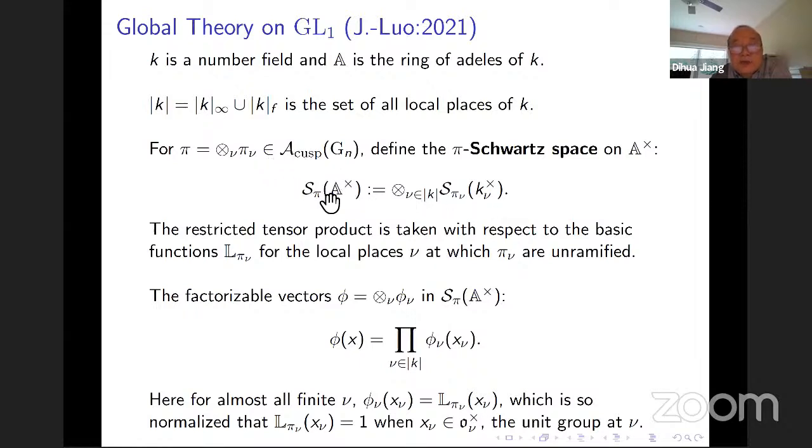Of course for cusp forms you can do it, but from my discussion you can realize that you don't need an automorphic assumption, you don't need a cusp form assumption, in order to define this space. Basically it is the restricted tensor product of the local Schwartz spaces, with respect to the basic function. In other words, a factorizable function will be written like this, and almost everywhere it is the basic function. So that definition has nothing to do with automorphic, nothing to do with cuspidal. So that's a definition.